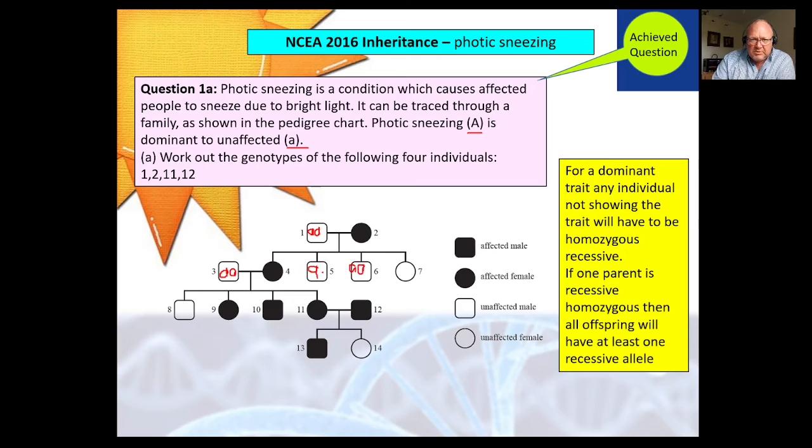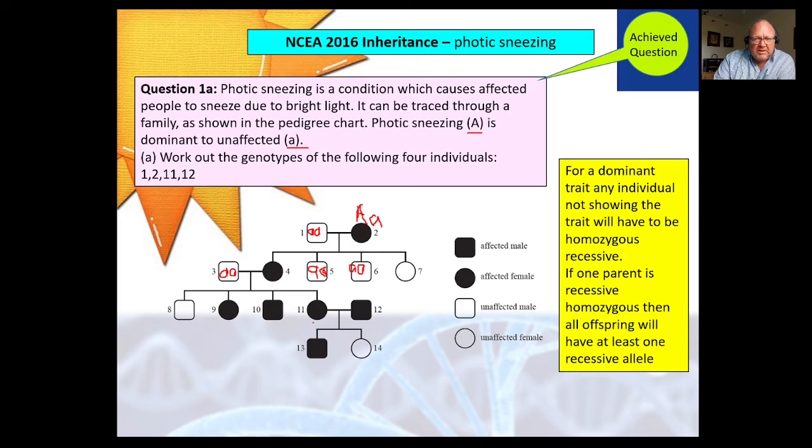Okay, I'm not going to draw all of them. However, this lady over here is affected, so she must have at least one dominant allele. But she had babies that were unaffected. See that? Three of them, actually. So she has to be a heterozygote. There we go. So we've got 1, 2.